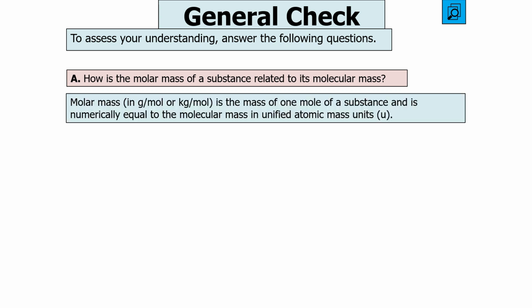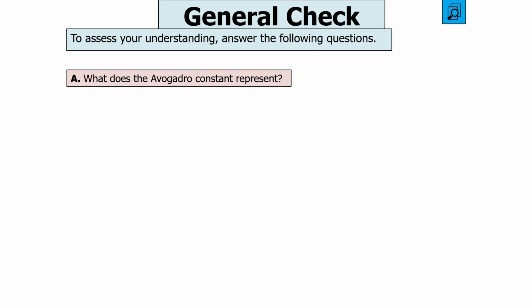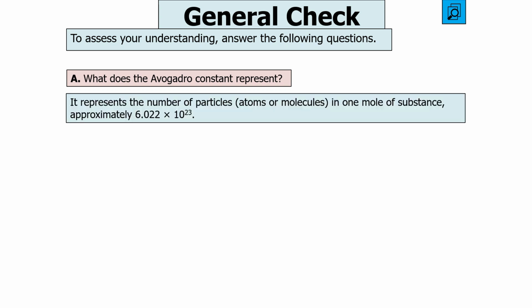How is the molar mass of a substance related to its molecular mass? Molar mass in grams per mole or kilograms per mole is the mass of 1 mole of a substance and is numerically equal to the molecular mass in unified atomic mass units. What does the Avogadro constant represent? It represents the number of particles, atoms or molecules in 1 mole of a substance, and it's approximately equal to 6.022 times 10 to the 23.